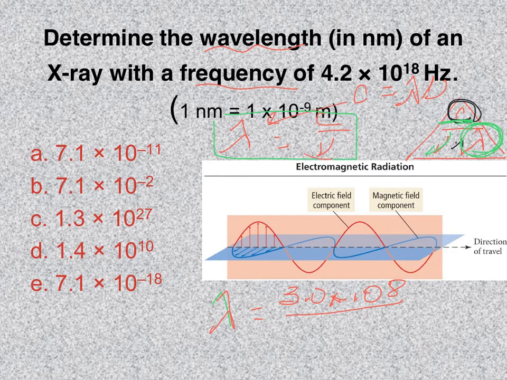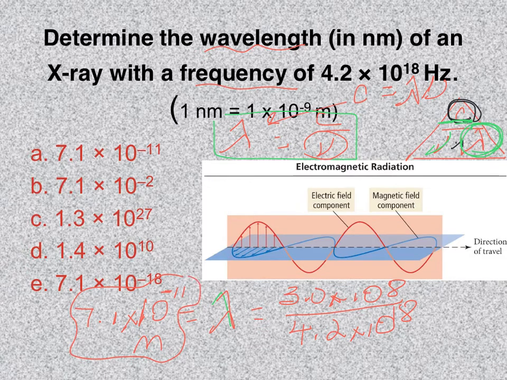And then the frequency was given to us. It is 4.2 times 10 to the 18th. Okay. And when you plug that into your calculator, you should get the wavelength as 7.1 times 10 to the minus 11. Now the units out of this equation are meters for wavelength.